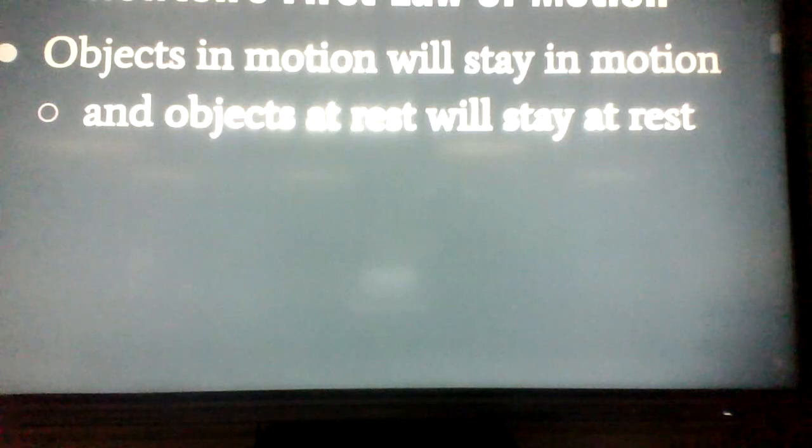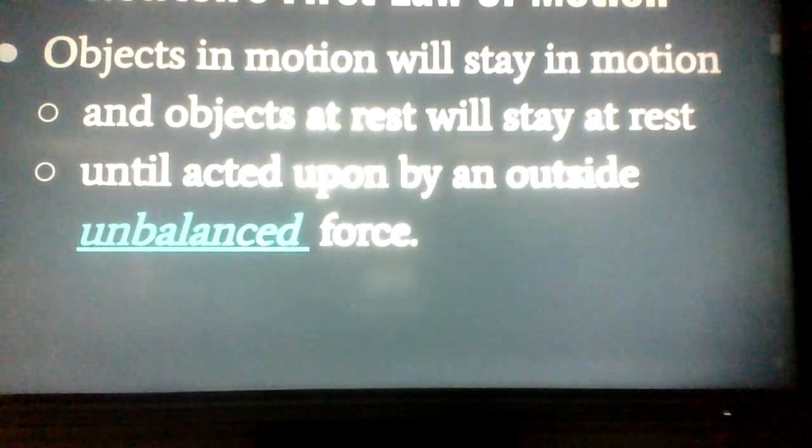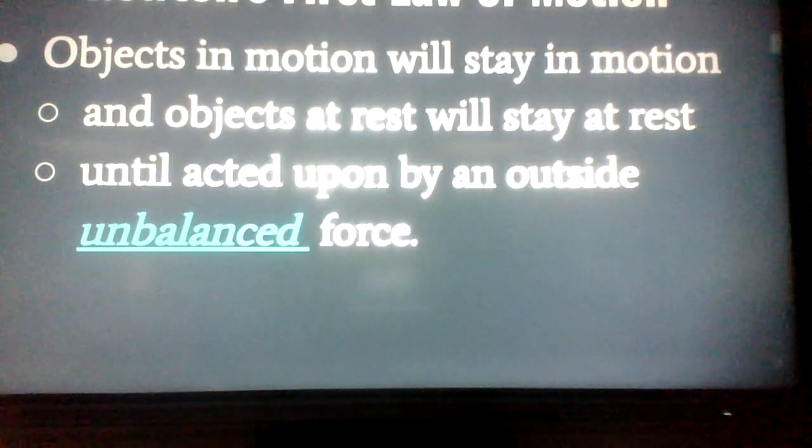Objects at rest will stay at rest. Think of that bowling ball again, or the soccer ball. When will either of those balls move? If nothing pushes on those balls hard enough to overcome the inertia, well then those soccer ball and bowling ball will not move. Those objects will stay at rest because there wasn't a strong enough outside unbalanced force. So I really should have put strong enough outside unbalanced force.